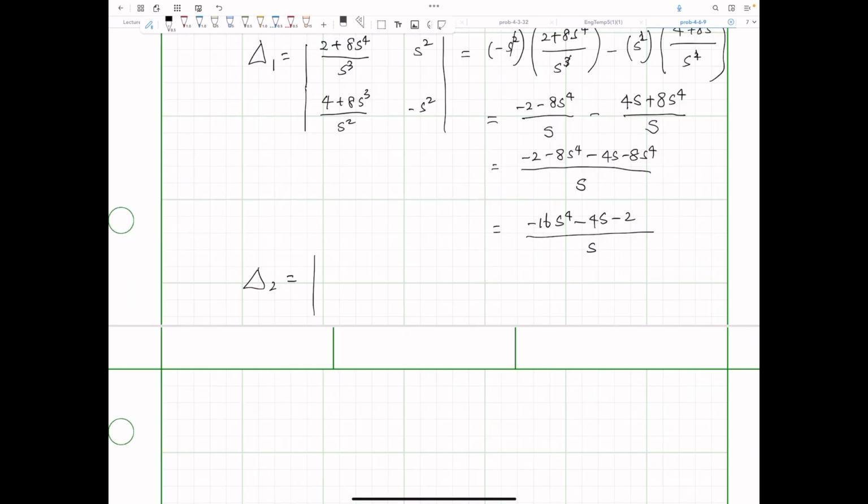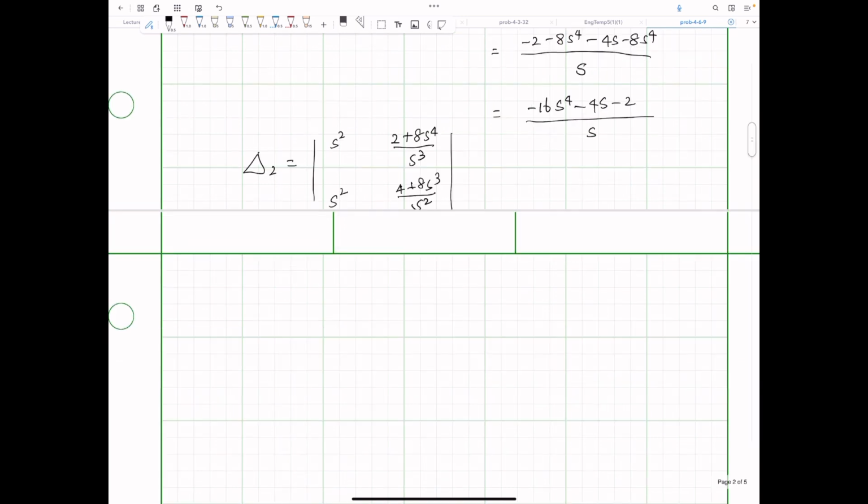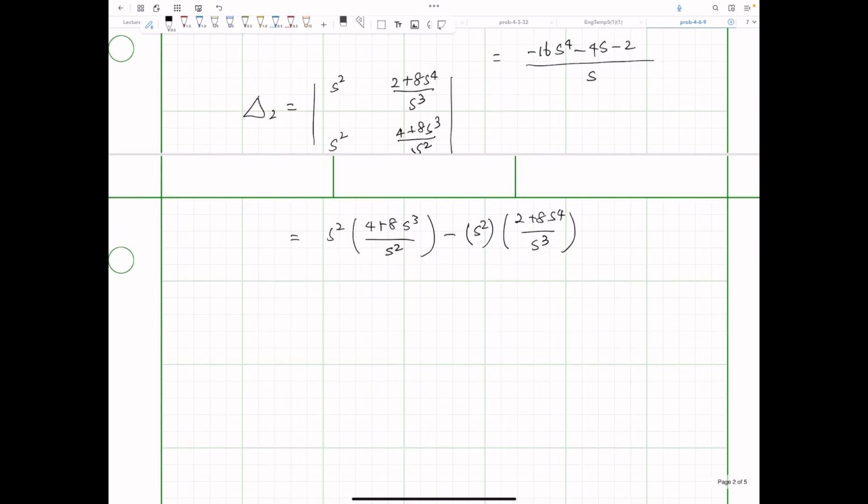The first column is s squared and s squared 2 plus 8s^4 over s cubed, and s squared 4 plus 8s cubed over s squared, and that is AD. s squared (4 plus 8s cubed) over s squared, minus BC, s squared (2 plus 8s^4) over s cubed, and that equals, again, the second term, we're going to have one s at the denominator.